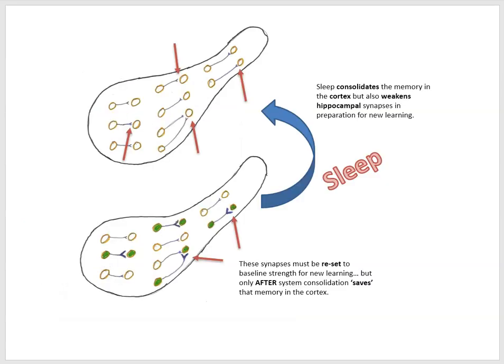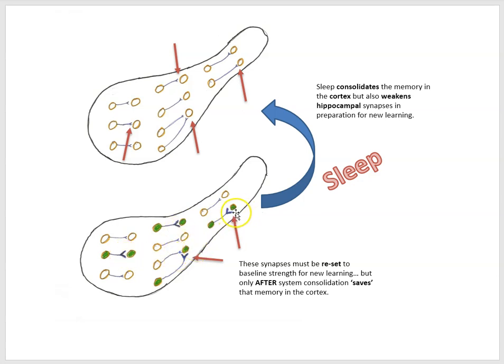Now, to see the logic of that, take a look at this picture. Here we have the hippocampus down here after a day's learning. So we've learned a bunch of things. A set of the synapses have been strengthened. Hippocampus is good at fast growth here that represents learning after one learning event. But these synapses must be reset to a baseline strength for new learning to occur. You see, there may be a limit to how strong a synapse can get.